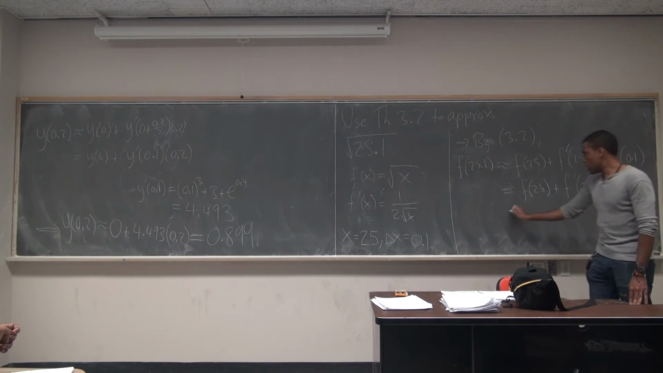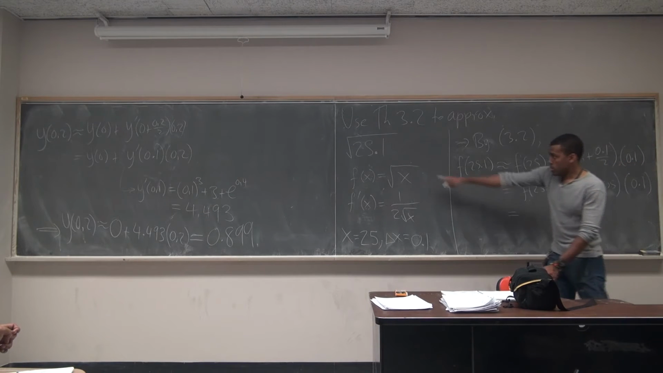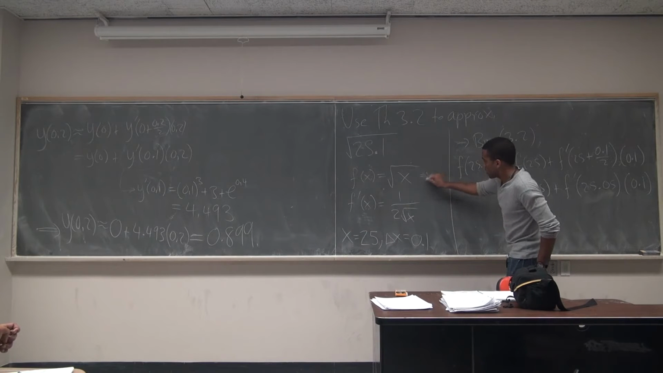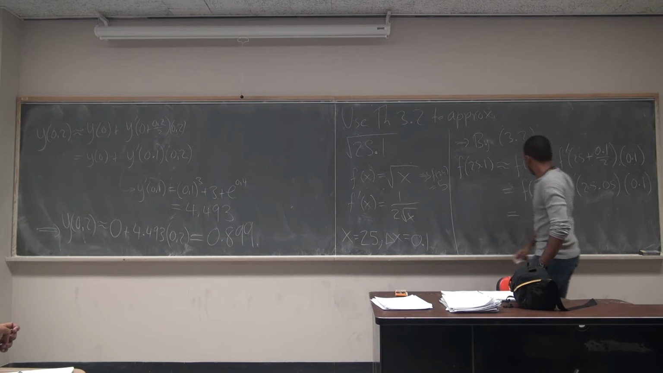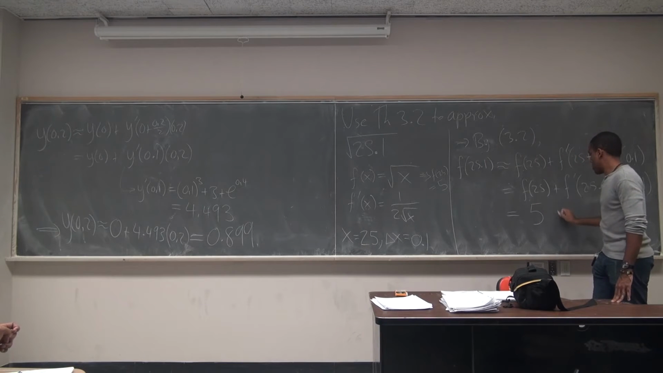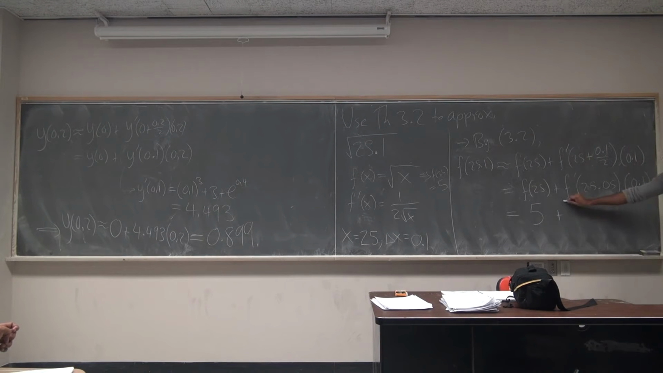Now this guy we know, f of 25, we just use this guy, right? F of 25 is 5 plus, what is f prime of 25.05?